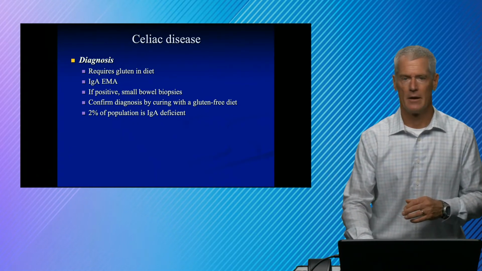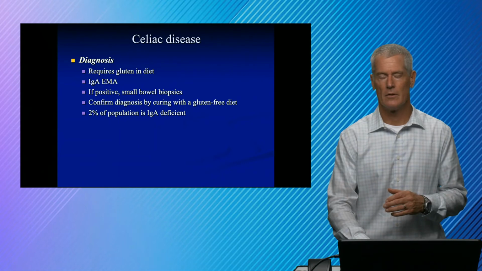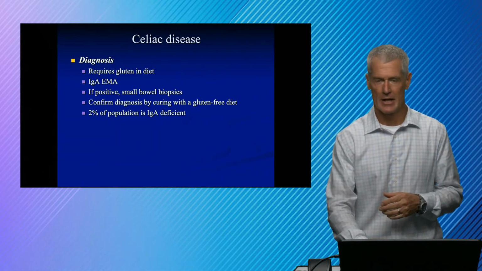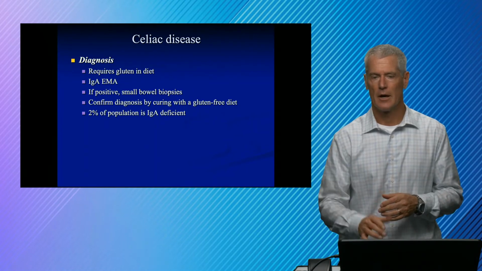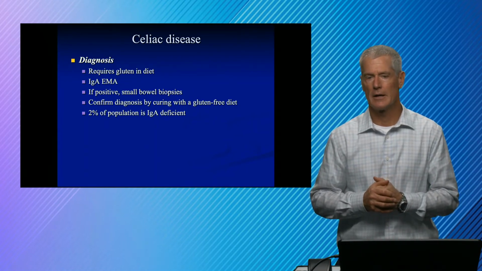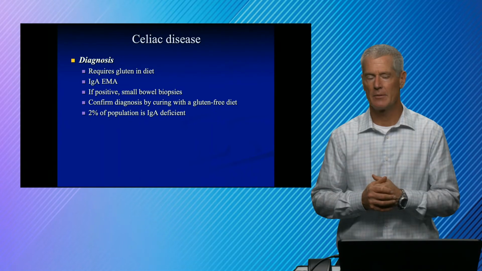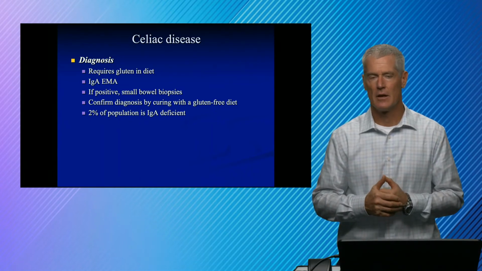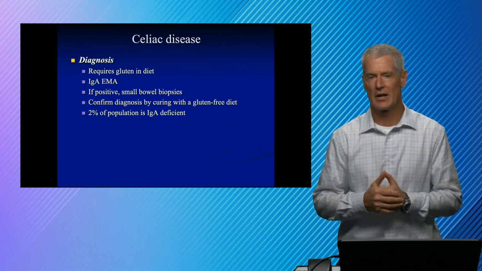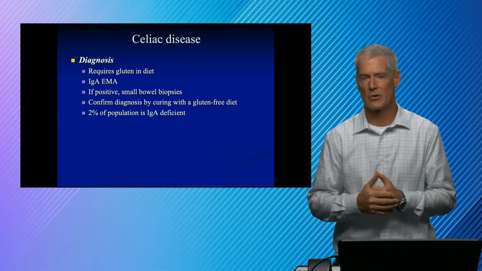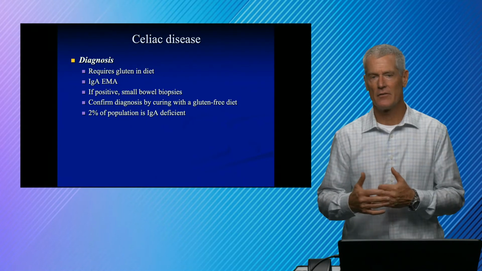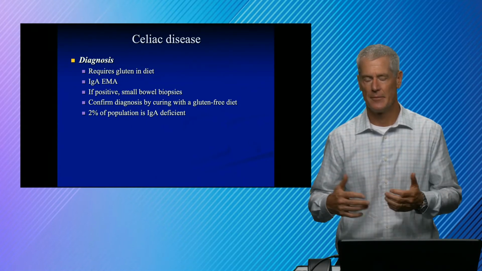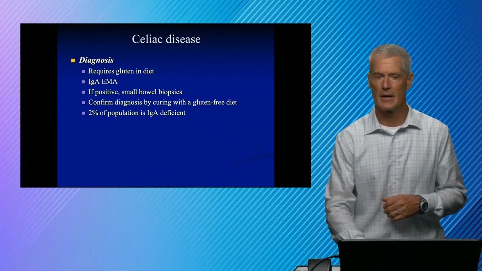And if they lose their malabsorption in the absence of gluten, then that sort of confirms the diagnosis. One of the problems with doing an IgA endomysial antibody test is about 2% of the population is IgA deficient. And so you can easily test IgA deficiency by just measuring total IgA. If they have a deficiency in total IgA, then you might want to do an IgG endomysial antibody test.